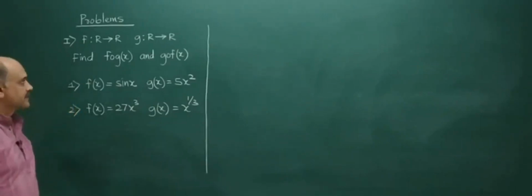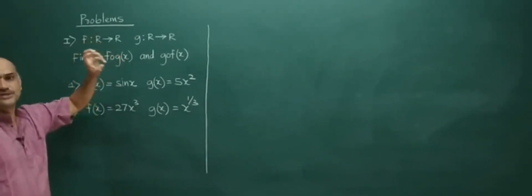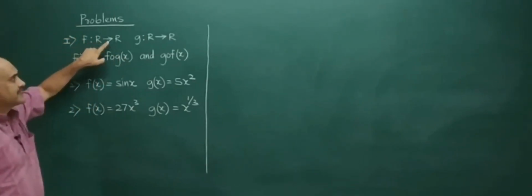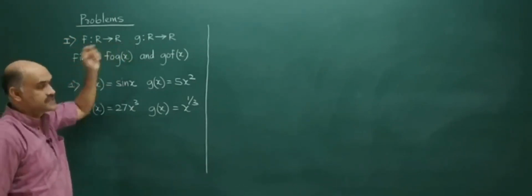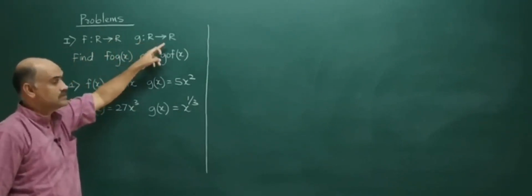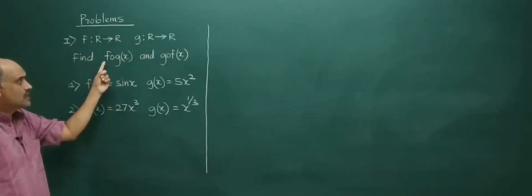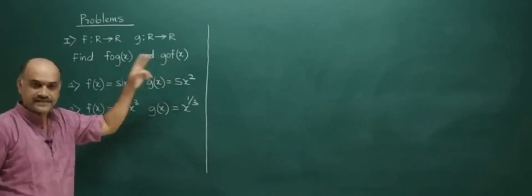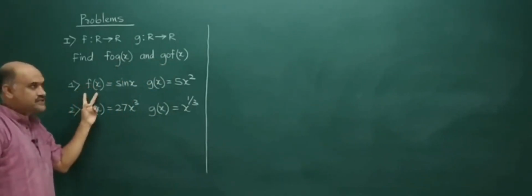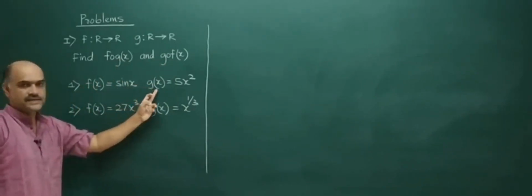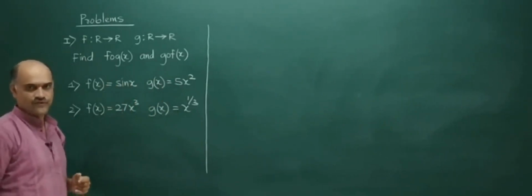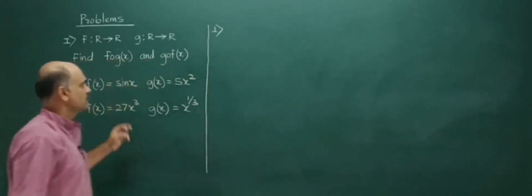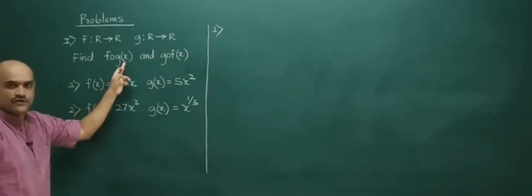In short, I have written this. This is based on composition of functions. So f is a function from real to real, and g is another function from real to real. You are required to find f of g of x and g of f of x, where in the first one f of x is equal to sin x, g of x is equal to pi x square. So if I take the first problem, you are required to find f of g of x.